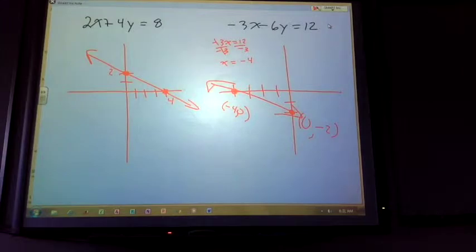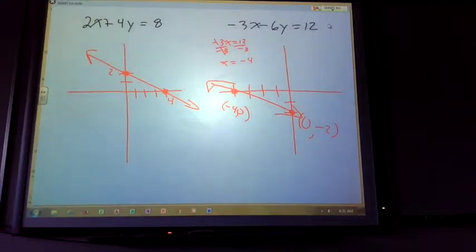Cover method's pretty doggone easy. Cover method finds us where it crosses the x and the y-axis. When we solve for x, that tells us where it crosses the x-axis. When I solve for y, it tells me where it crosses the y-axis. So the letter that you solve for tells you what axis to be on. And a lot of times we'll ask you, tell us what the point is.